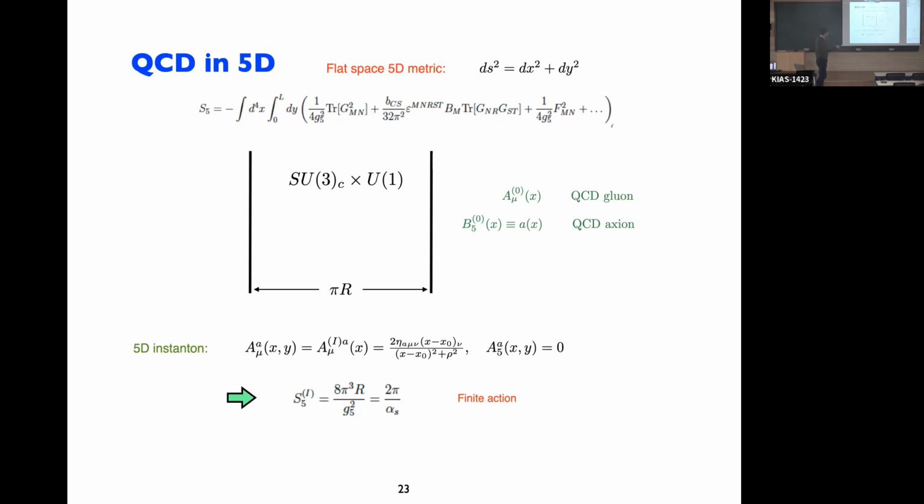What you then have to do is take the instanton solution in 4D and uplift it to 5D. When you do that, it'll solve the 5D Yang-Mills equations, provided that the fifth component is 0. And what's critical in all these computations is that you need a solution which has finite action, because if you have infinite action, then you're not going to get any effect. Here there's a finite action because you're imagining that the fifth dimension is compact. And so there it is.